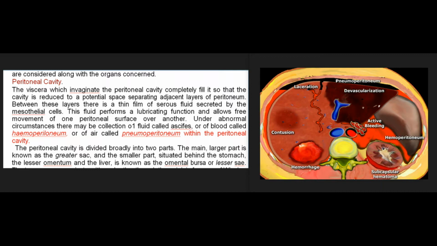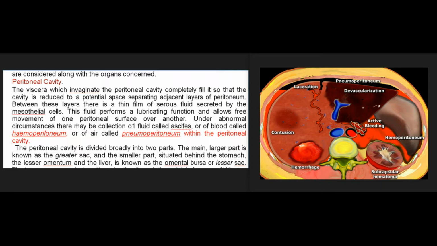Peritoneal cavity. The viscera which invaginate the peritoneal cavity completely fill it so that the cavity is reduced to a potential space separating adjacent layers of peritoneum. Between these layers there is a thin film of serous fluid secreted by the mesothelial cells. This fluid performs a lubricating function and allows free movement of one peritoneal surface over another. Under abnormal circumstances there may be collection of fluid called ascites, or of blood called hemoperitoneum, or of air called pneumoperitoneum within the peritoneal cavity.